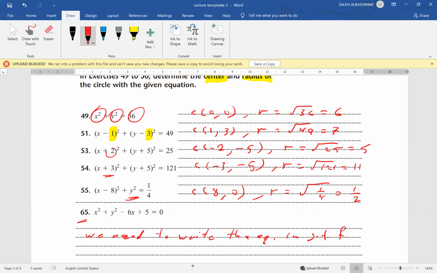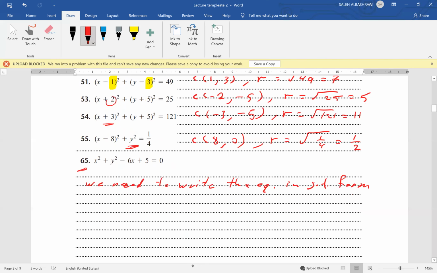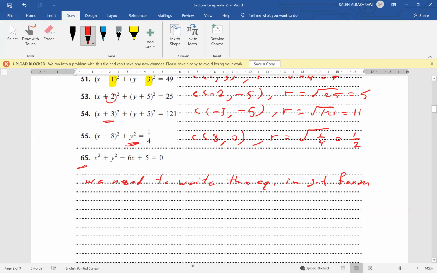The standard form. And to do this one, we have to use completing the square. So I say by completing the square for x and y. So I need to complete the square for x and y if I have x to the power 1 and y to the power 1.